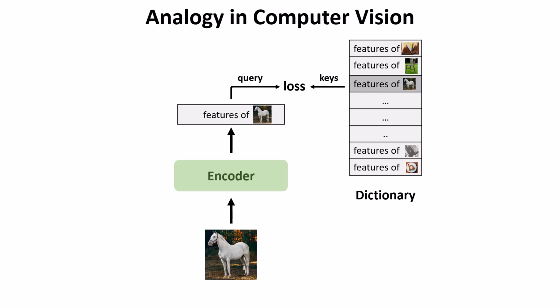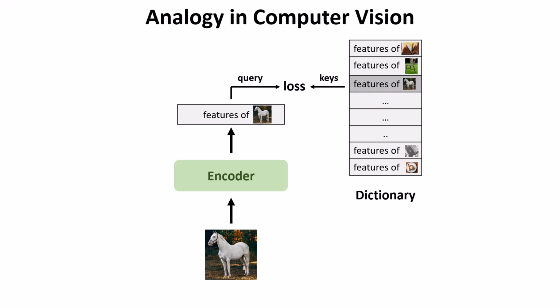An analogy of this in computer vision would be something like this. We have an input image and we give it to an encoder, which outputs some high-level features of it. Then our dictionary would be features of all the possible images that we might have, and our job is to find the correct feature from this dictionary and apply some loss function between query and key.